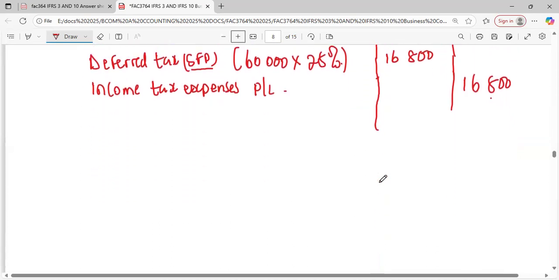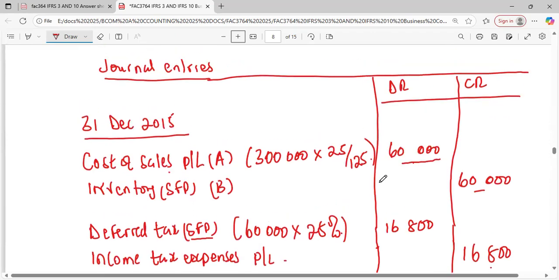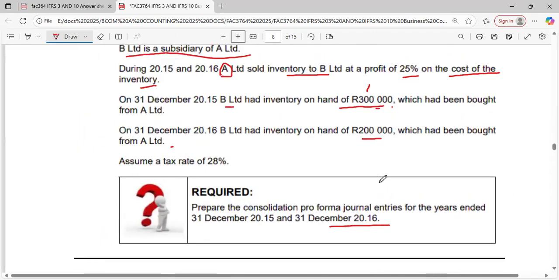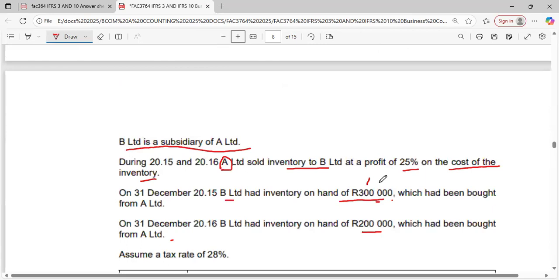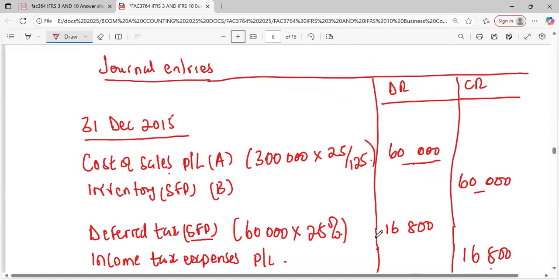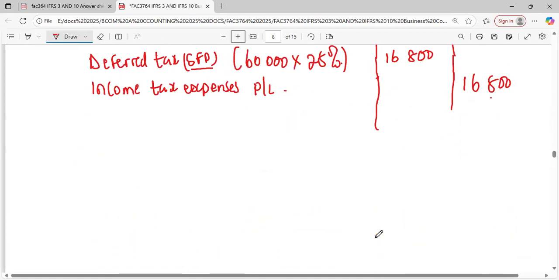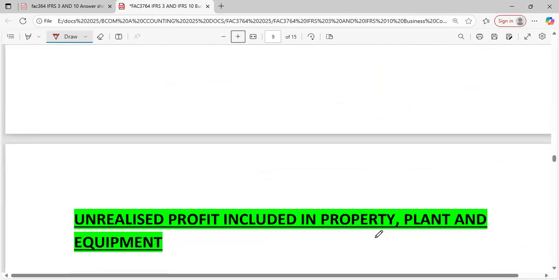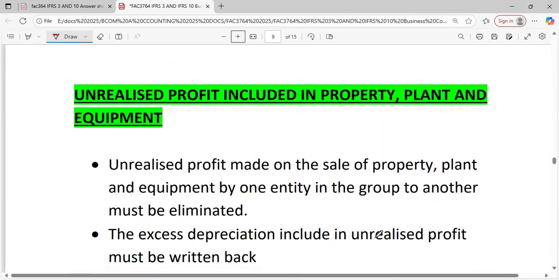Right? Unless there is anyone with a question, I think that's how you do the journal. Any question? I think our time, we want to finish there. The same way we did this one is the same way we do the one at 31 December. They are the same. Unless there's anyone who needs more clarification on this journal. Any clarification on that journal?